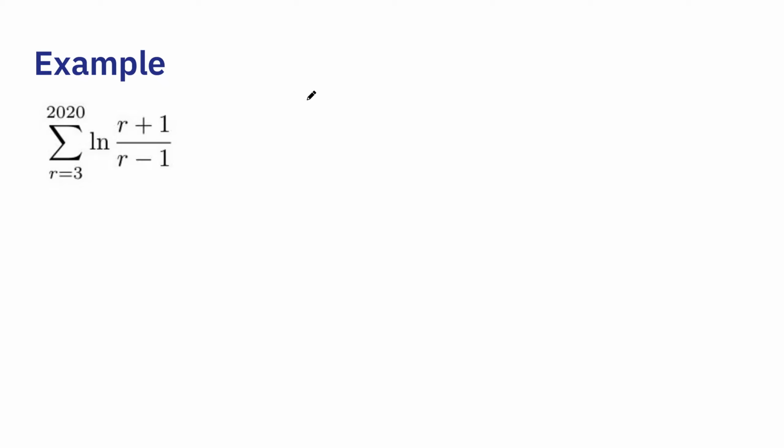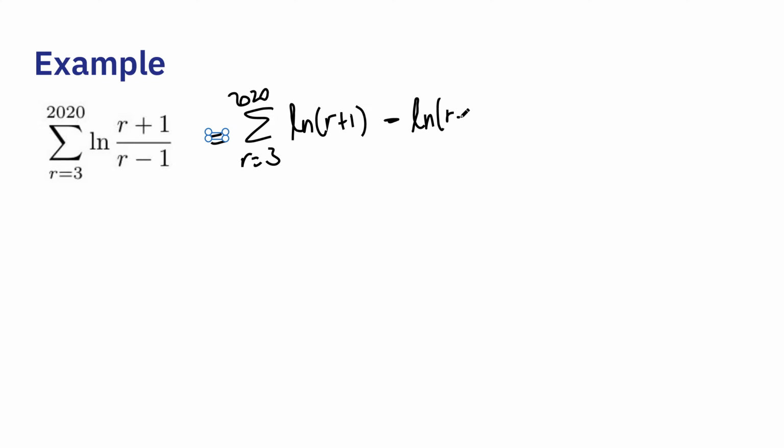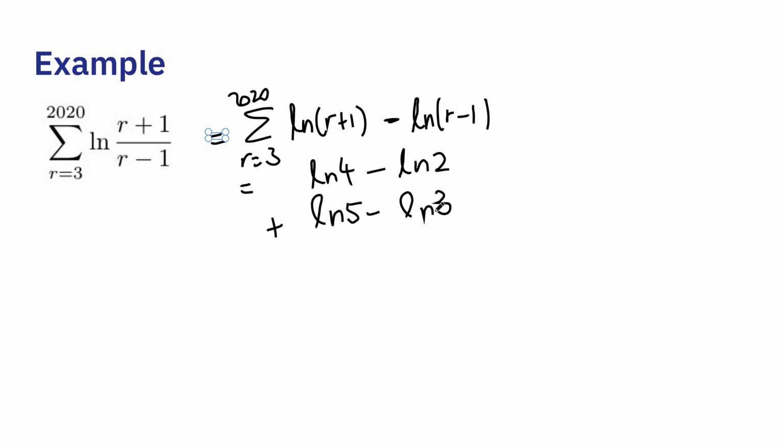So what we actually do is we realize that ln (r plus 1) over (r minus 1) equals ln of (r plus 1) minus the ln of (r minus 1). So this is what we're going to be summing. Let's start with r equals 3. We get ln 4 minus ln 2, right? And then we move on to r equals 4. It comes to ln 5 minus ln 3.